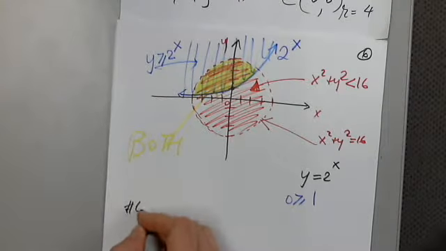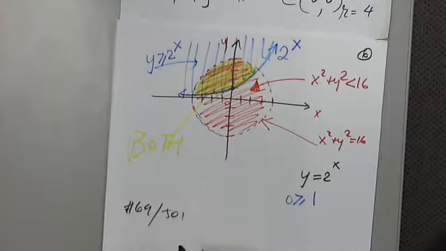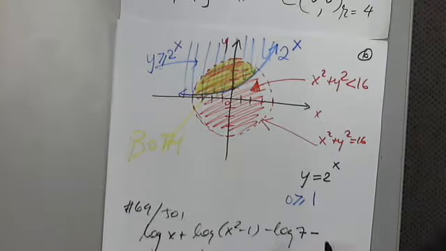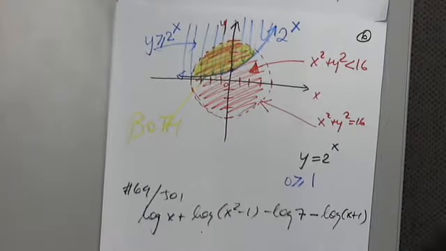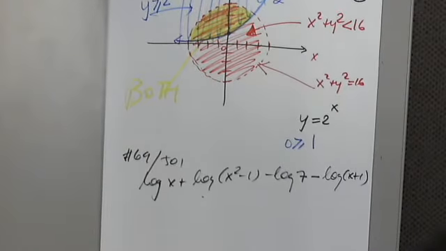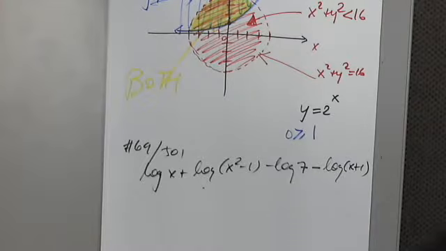Let's look at 69 on page 501, in which we have log x plus log of x squared minus 1 minus log 7 minus log of x plus 1. We're asked to condense. So one more time, log x plus log of x squared minus 1 minus log 7 minus log of x plus 1.